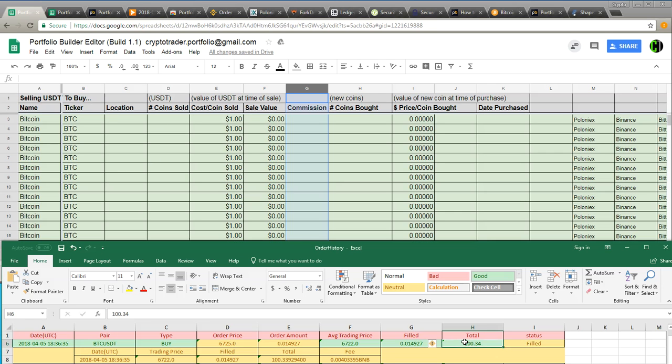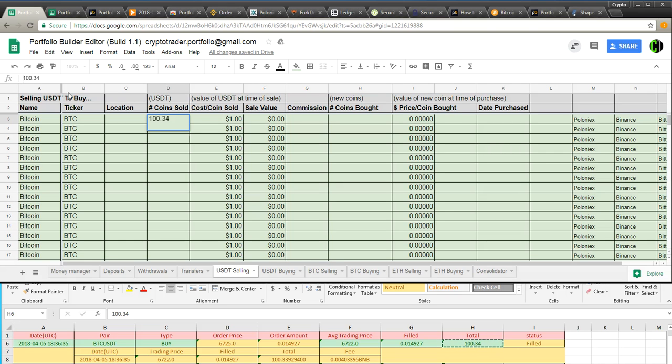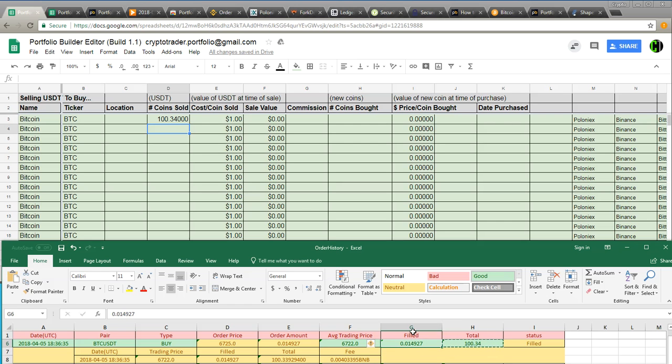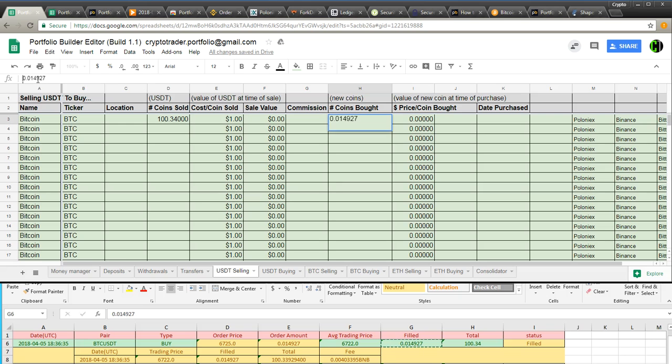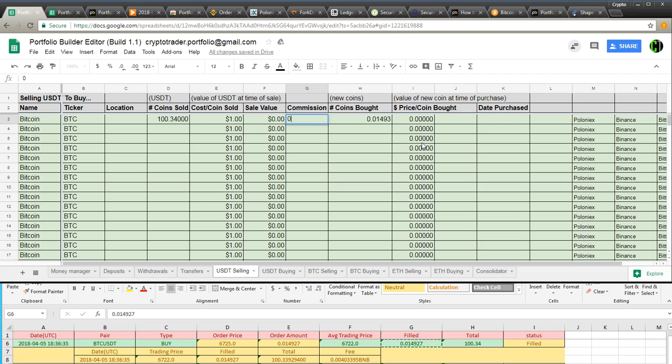So I'll grab the amount of coins sold, 103.34, paste it into this box up here. Now notice there's this extra line right here. If I hit delete, that'll get rid of that so this box doesn't get fat. Now come back here to the filled, paste it in here. If I was using GDAX and using a limit order, which we teach in the how-to guides, commission cost would be 0.